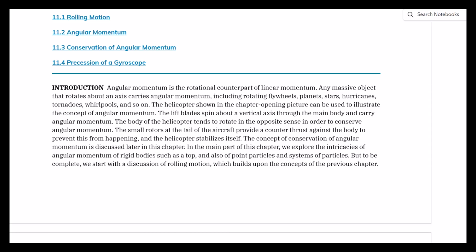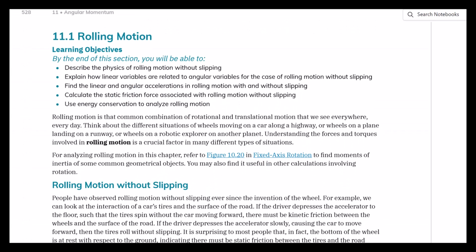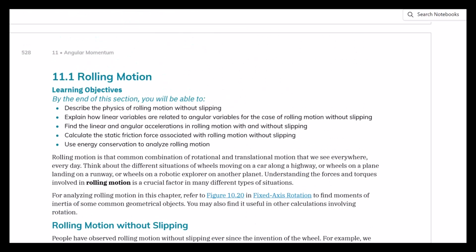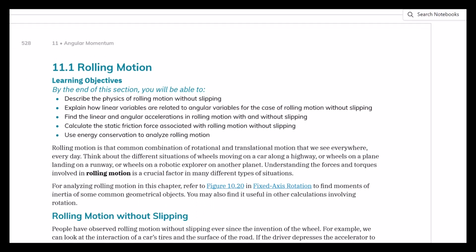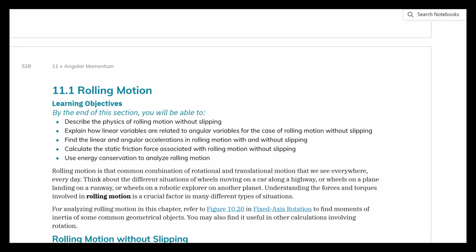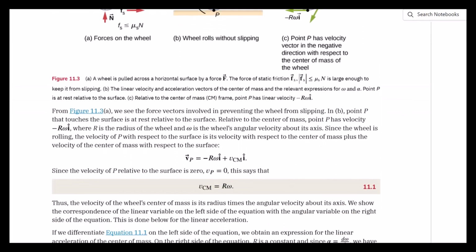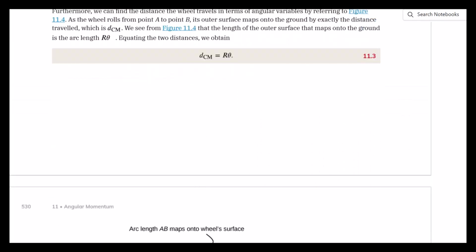All right, guys, it's time for the physics of rolling motion. Okay, so basically, it's the same thing as linear momentum, except for reasons that just are unbelievable.